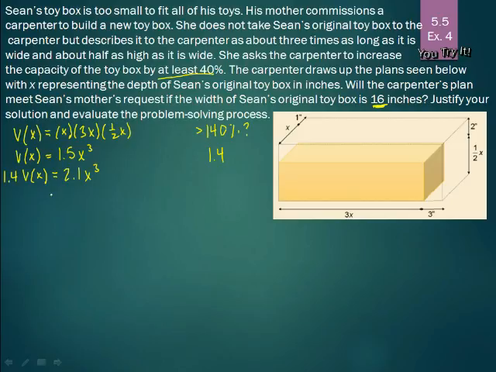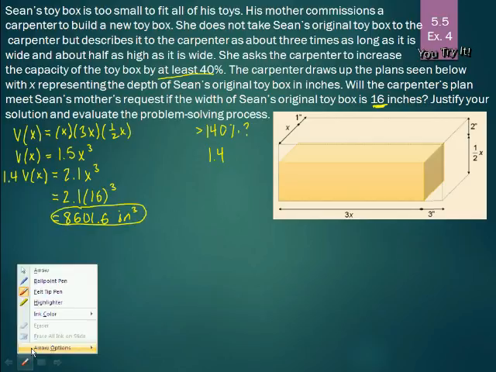The original toy box was 16 inches, so that was our width. Then we can just plug this into our volume when it's 140% times as big. So 2 1/10 times 16 cubed gives us 8,601 6/10 inches cubed. This would be the volume that our new box needs to be.